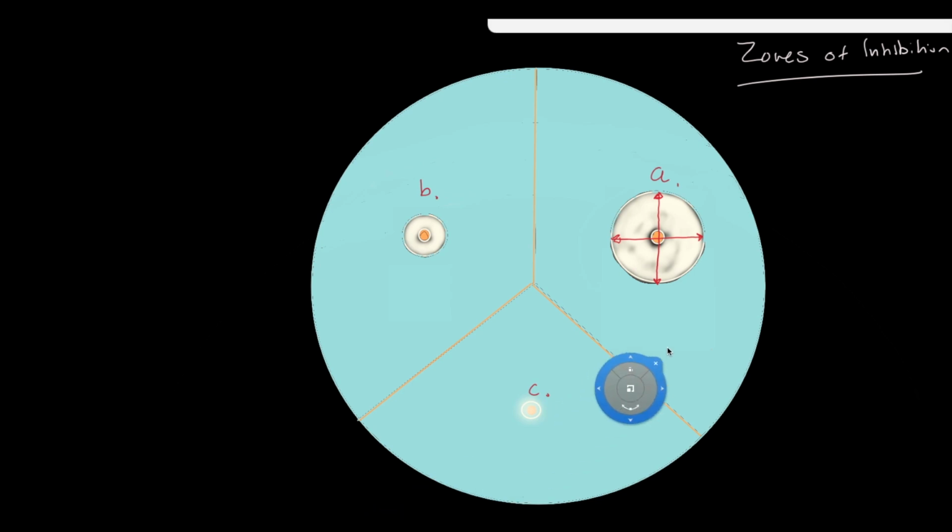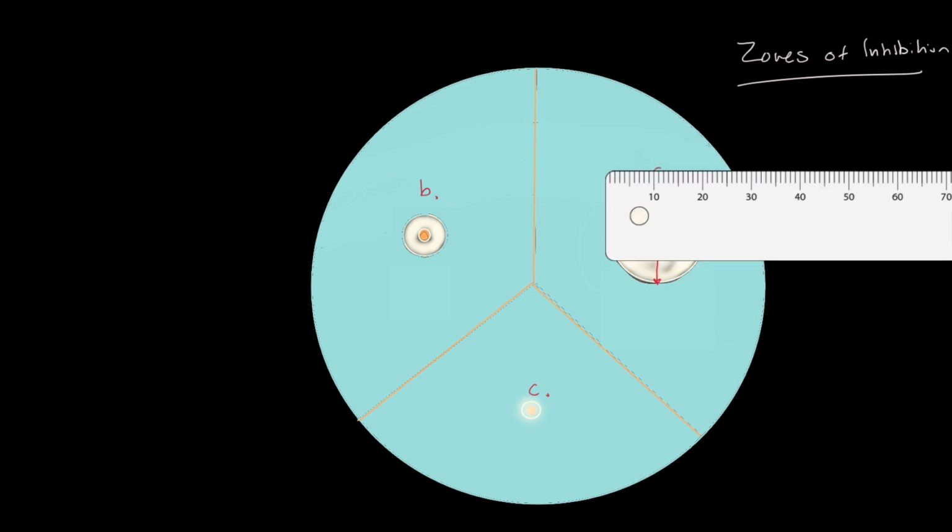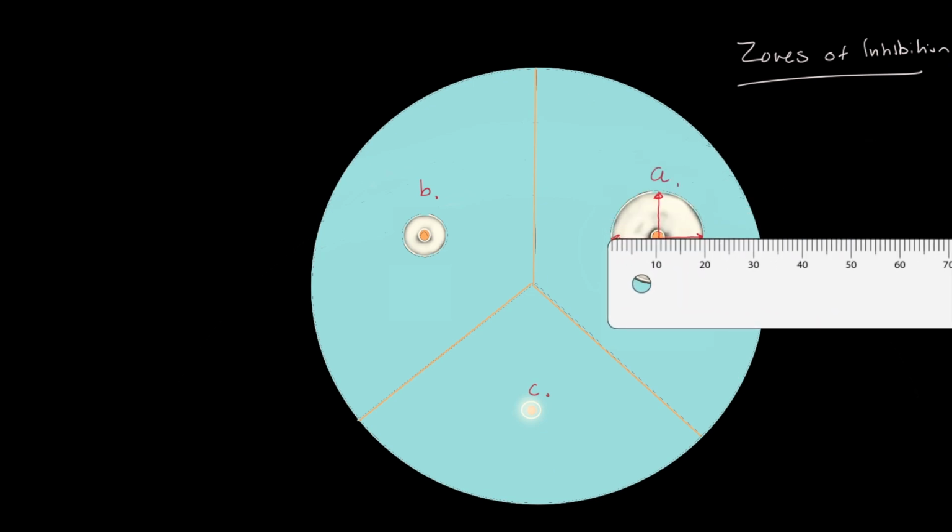So I'll just do it in a very simplistic way. Let me take our ruler, and let me measure the length of this. Okay, so what have we got there? Effectively, we have a diameter of 20 millimeters. So we have got 20 millimeters across.